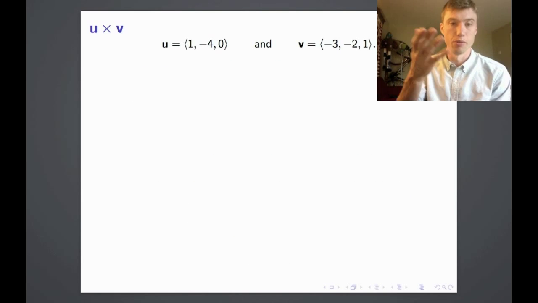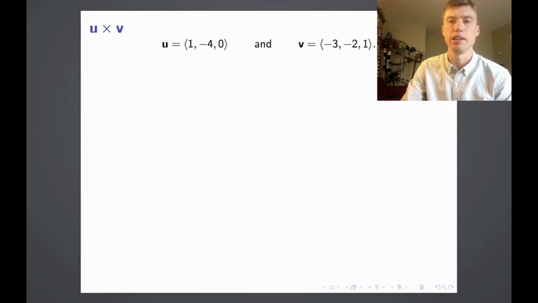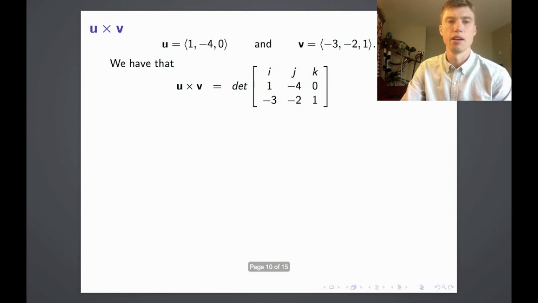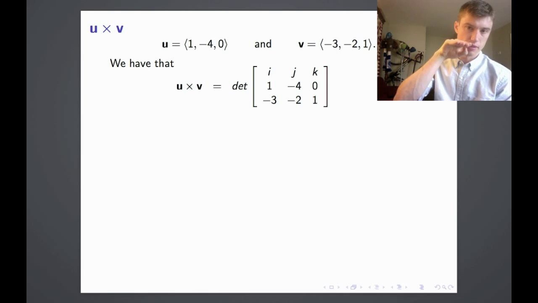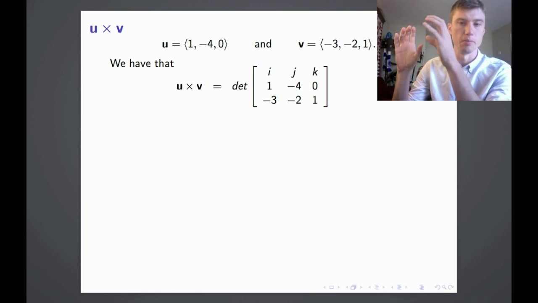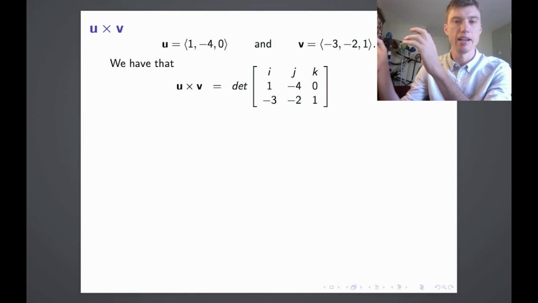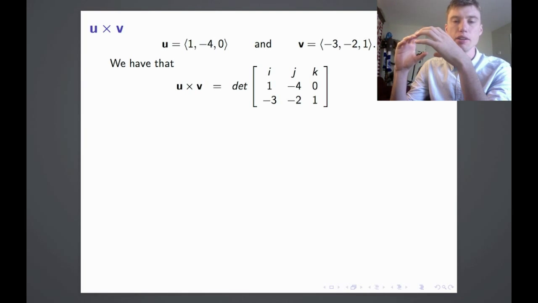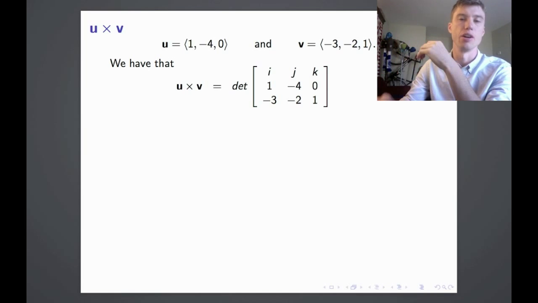We've duplicated u and v here in this space, and we have that u cross v is the determinant of the matrix with i, j, k, then u in the second row and v in the third row. That's the general formula for u cross v. We put the basis vectors i, j, k in the first row, the vector u in the second row, and the vector v in the third row, and we take the determinant.